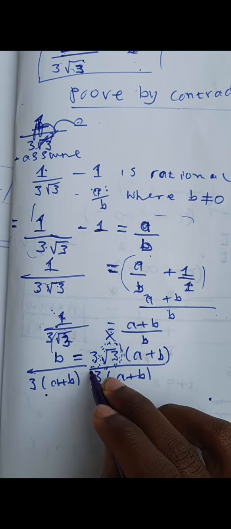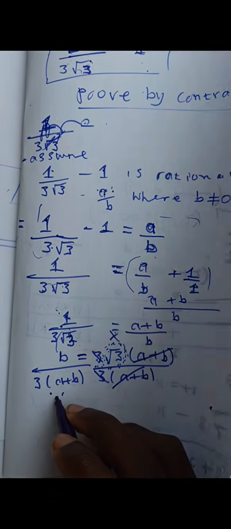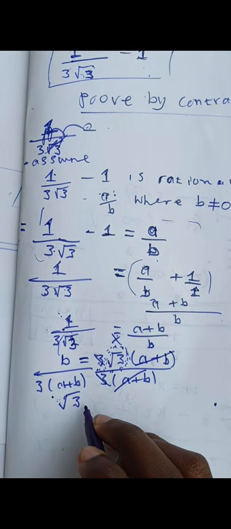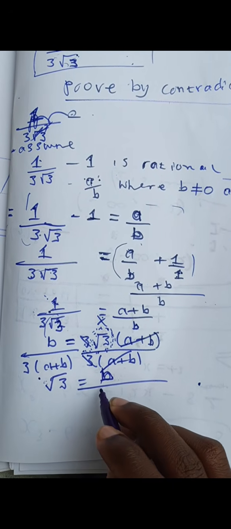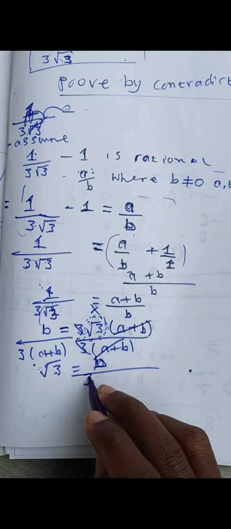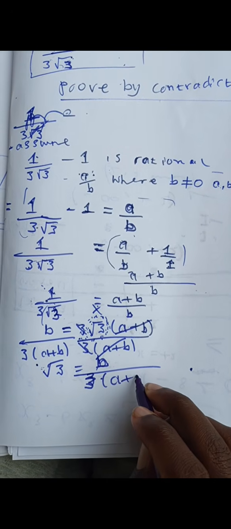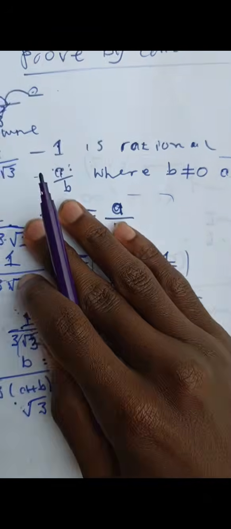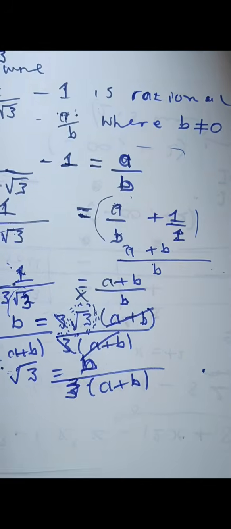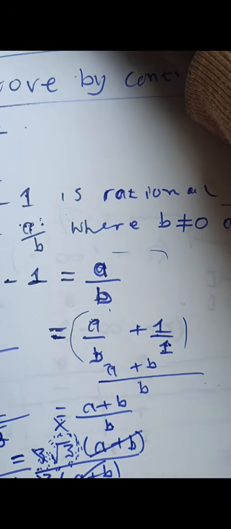So basically, this is going to cancel. And I'm having now square root of 3 being equal to b over 3a plus b. And do you know the reason why I like this question? When you just reach here, like you are done solving, all that is remaining is to write a final statement, which carries marks, which is an important part of your work.